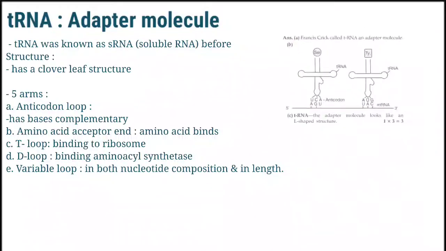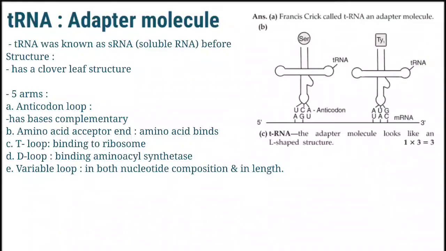And the tRNAs are specific for specific amino acids, right? The second one is what? The second loop is the amino acid acceptor end. At this end the amino acids bind. The third one is the T loop. It helps in binding to ribosomes.